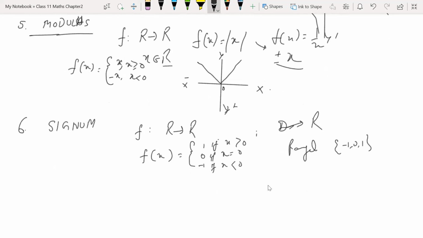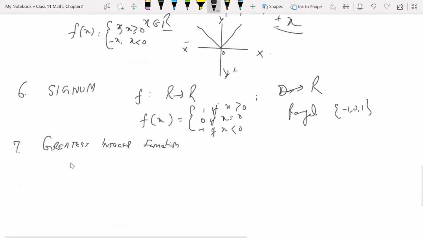And then the greatest integer function. Greatest integer function.